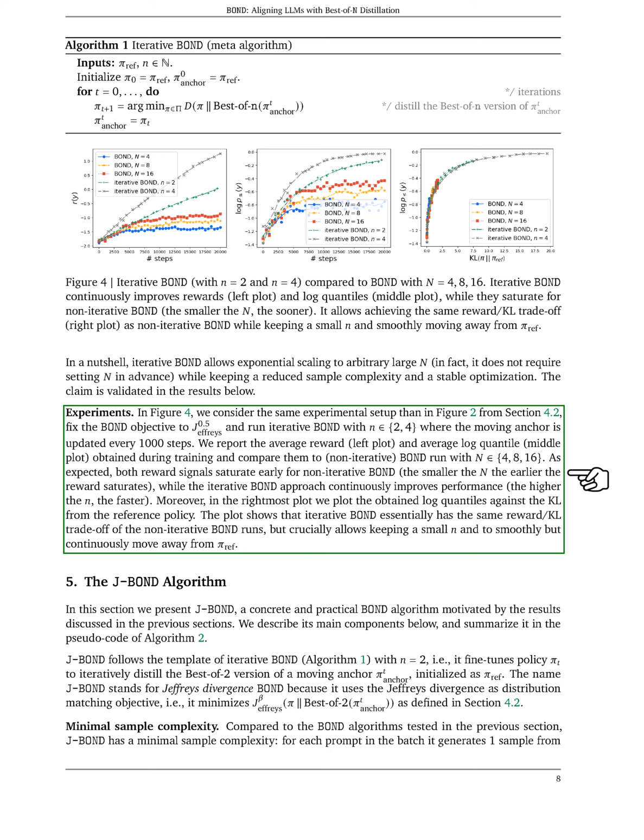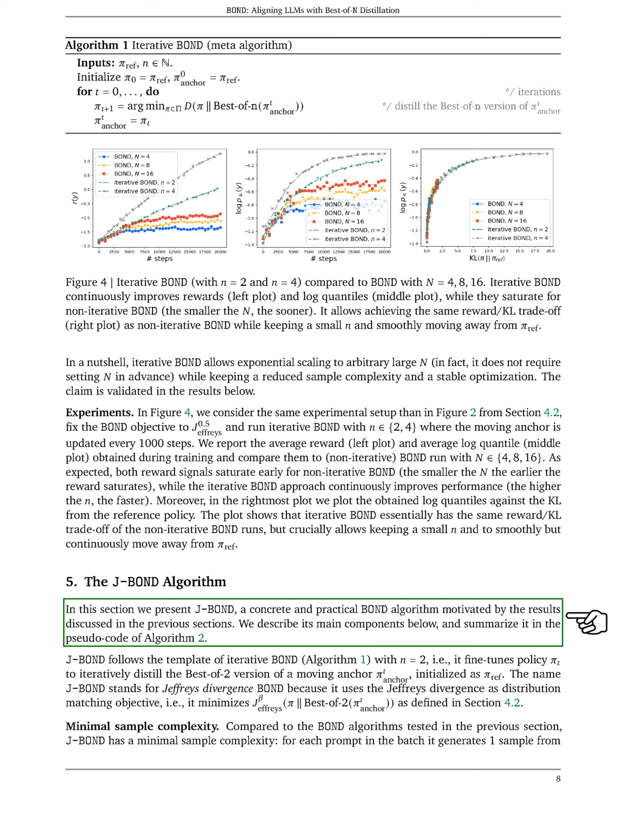In our experiments, we replicate the setup from a previous figure, fixing the BOND objective and running iterative BOND with a moving anchor updated every 1,000 steps. We report the average reward and average log quantile obtained during training, comparing them to a non-iterative BOND run. As anticipated, the reward signals for non-iterative BOND saturate early, while the iterative BOND approach shows continuous improvement in performance. Additionally, we plot the obtained log quantiles against those from the reference policy, demonstrating that iterative BOND maintains a similar reward and KL trade-off while allowing for a gradual shift away from the original distribution.